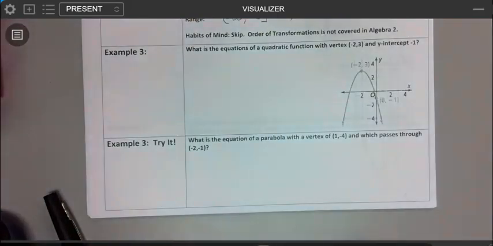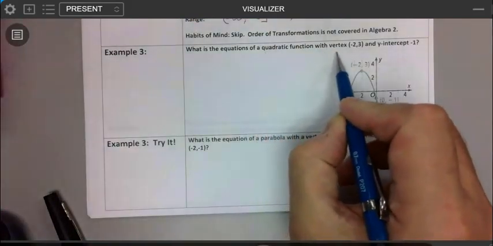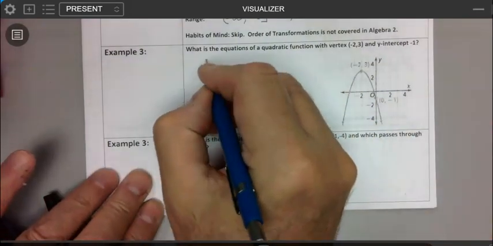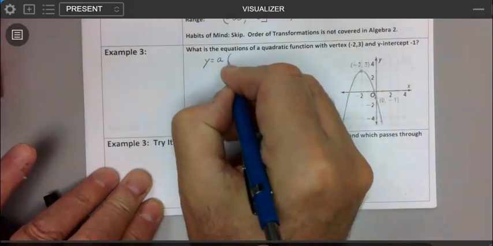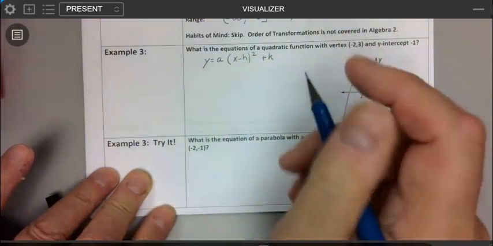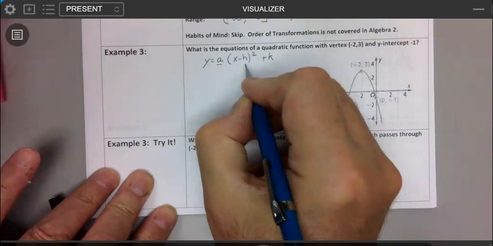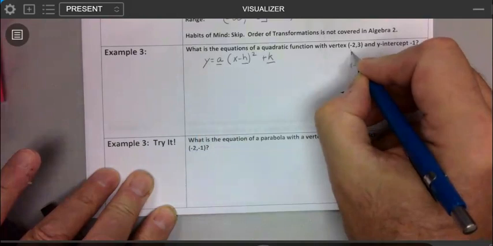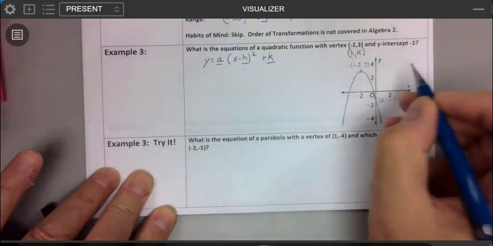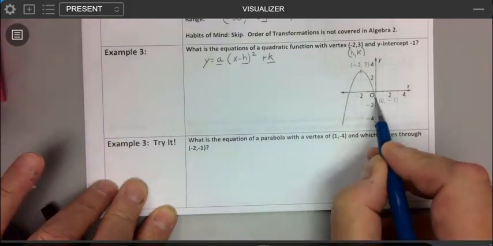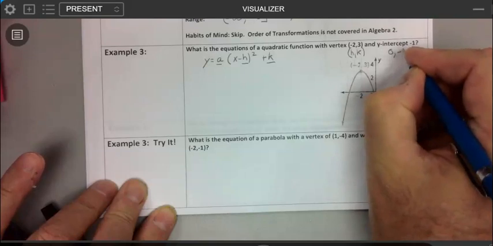Okay, this one here says, what is the equation of the quadratic function with vertex of -2, 3 and a y-intercept of -1? So here's vertex form. To write it in vertex form, you're going to need to know a, h, and k. Well, we already know h and k. And they give us a point on the graph, which is the y-intercept of 0, -1, which is right here. So that's the point 0, -1.